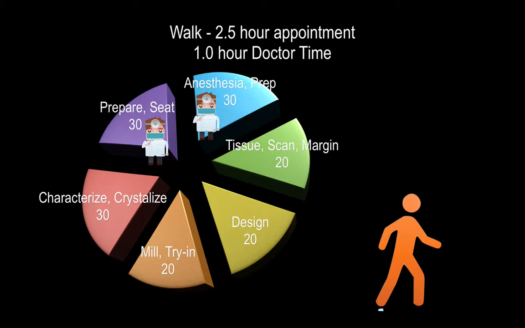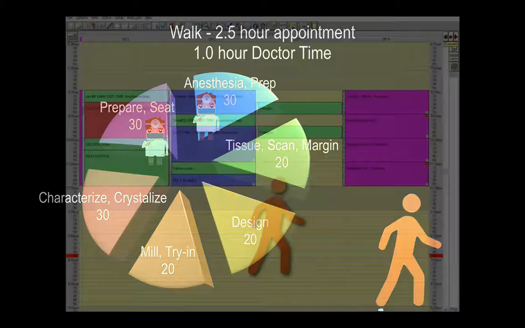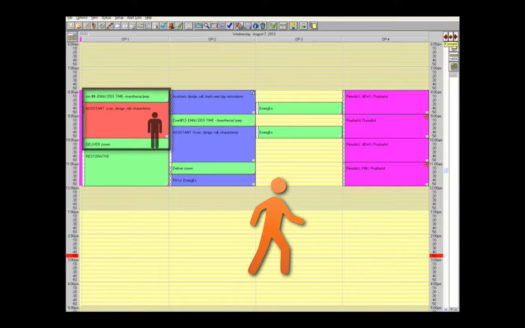Doctor time is down to 1 hour, which means now doctor's more productive because he's not having that wasted half an hour of no production for the seat with that second visit. Here's what it looks like on the schedule. So patient number 1 comes in at 8.